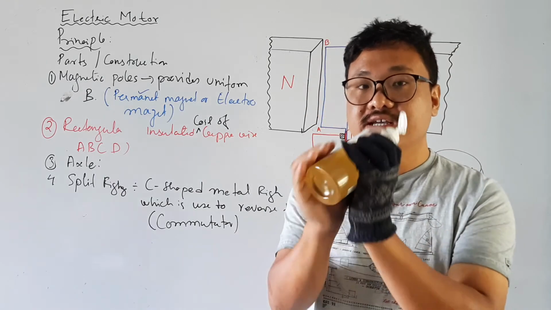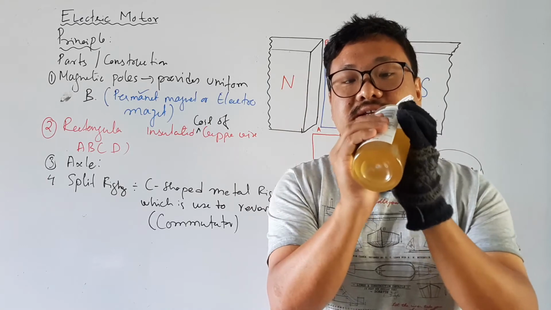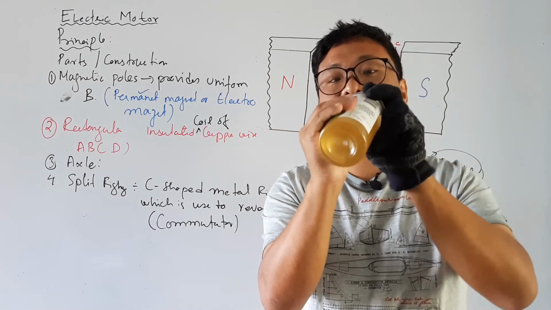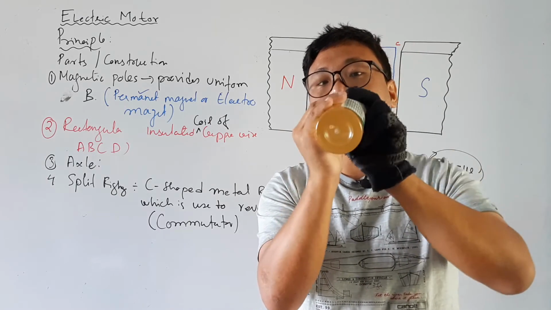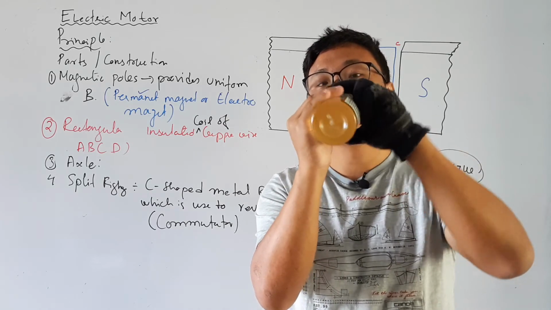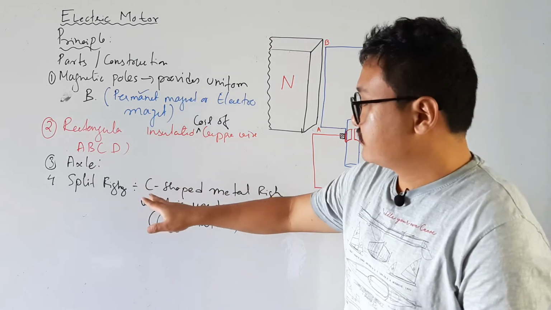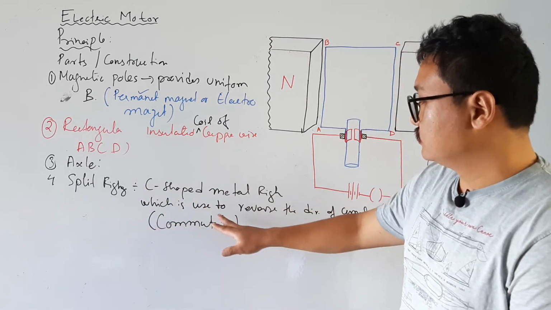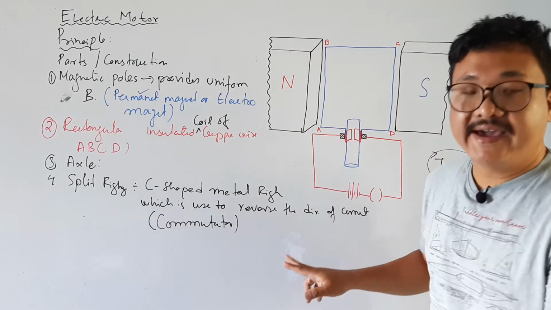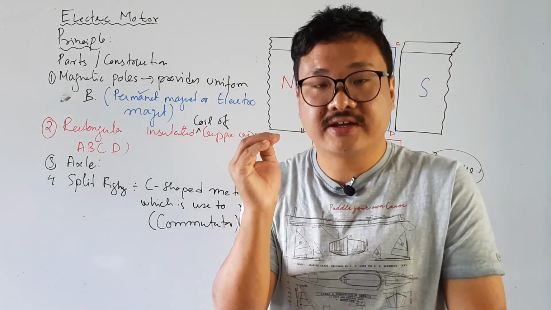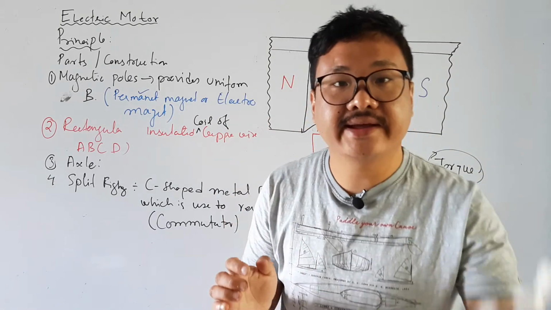Okay, so it is attached like this so that this axle can freely rotate. Now what is a split ring? A C-shaped metallic ring which is used to reverse the direction of current, and this split ring is freely connected with the axle.